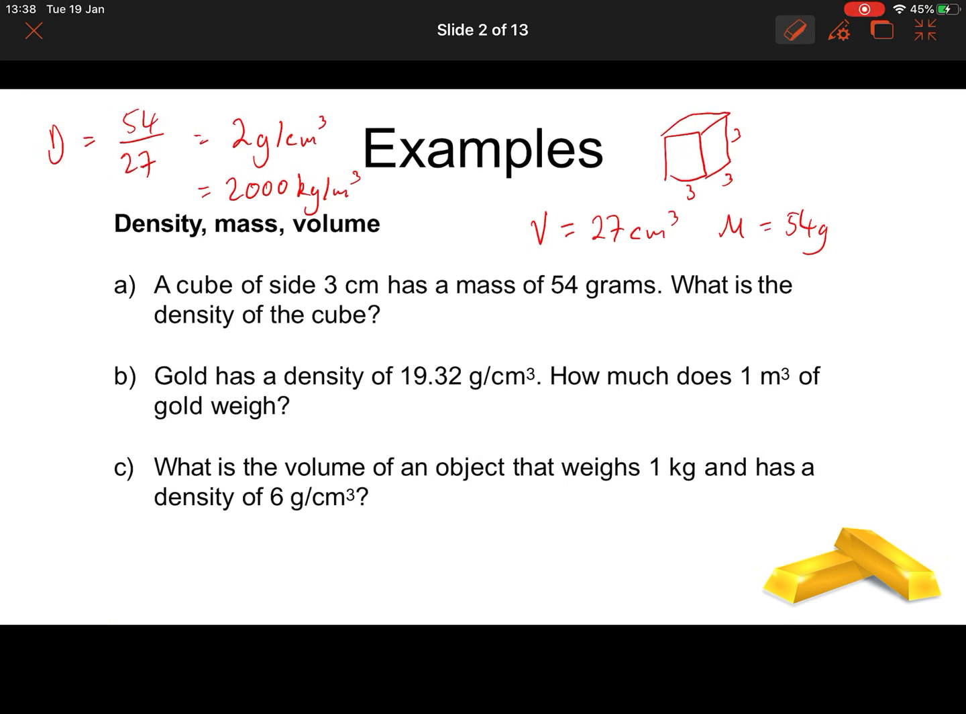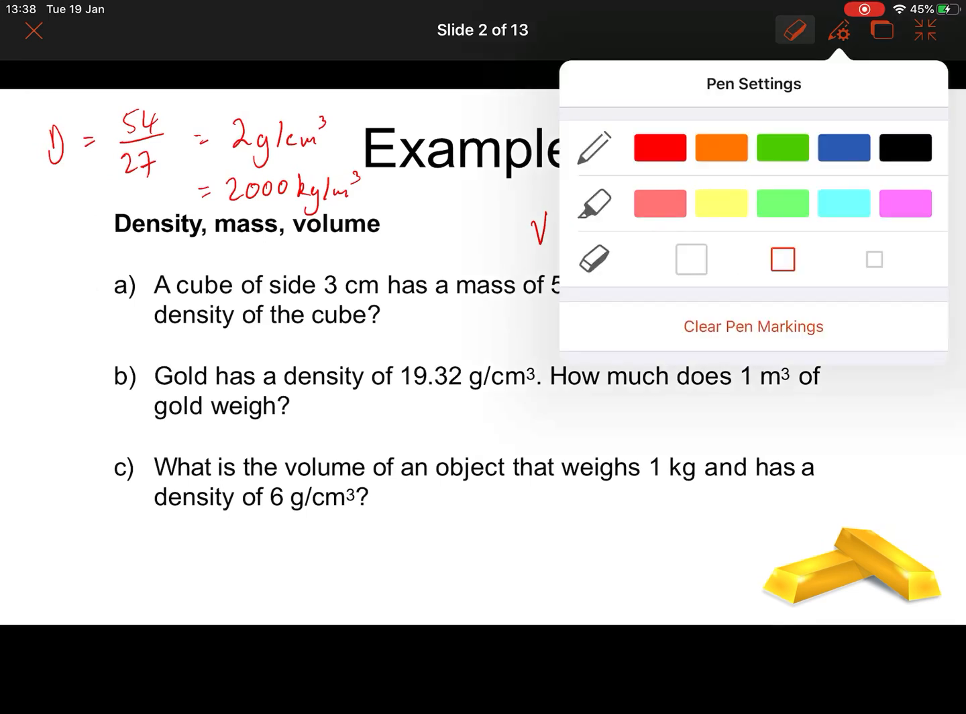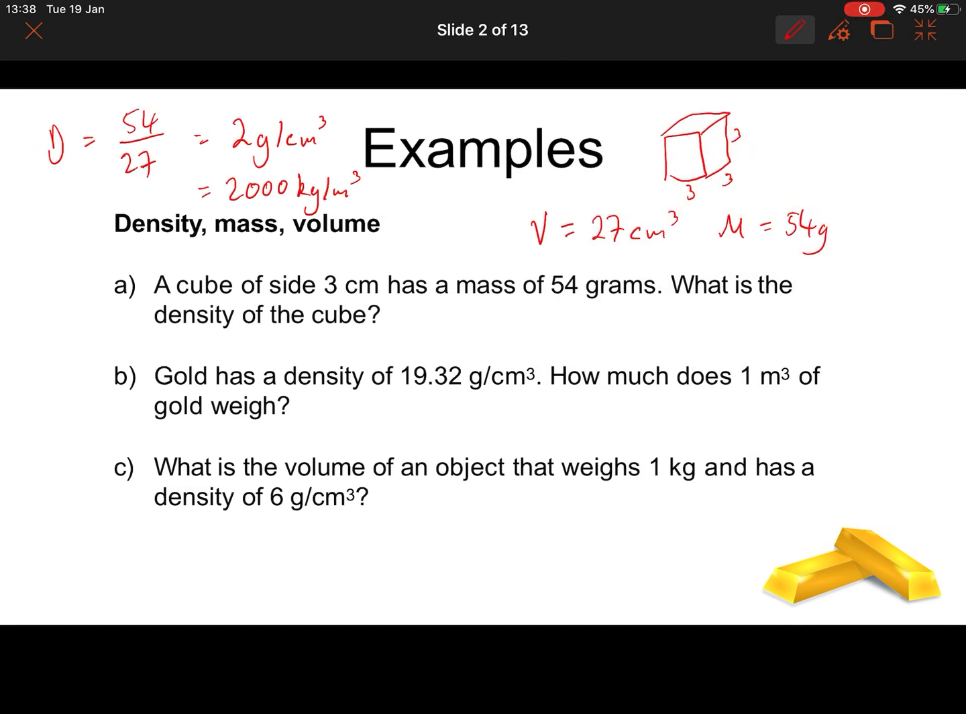Then you're asked, gold has a density of 19.32 grams per centimetre cubed. How much does 1 metre cubed of gold weigh? So be very careful here. You've got to avoid mixing up the units. So let's first of all say, okay, what does density equal? Let's go to my triangle. Density is mass divided by volume.